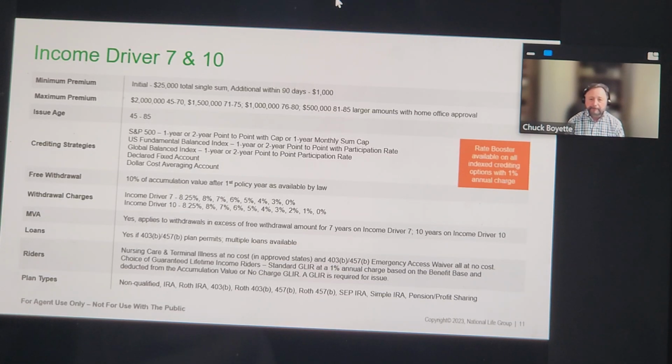As a reminder, please note that if the standard GLAIR is chosen, there is a 1% annual charge for that. And then the no fee GLAIR has no charge, but does not have the 25% bonus. And you can see the plan types, same plan types as with all our single premium annuities.